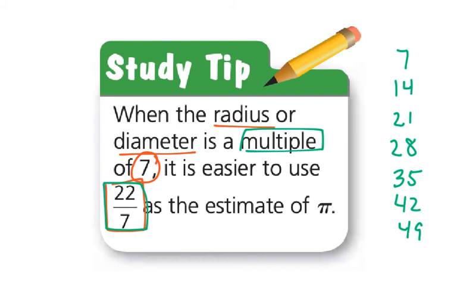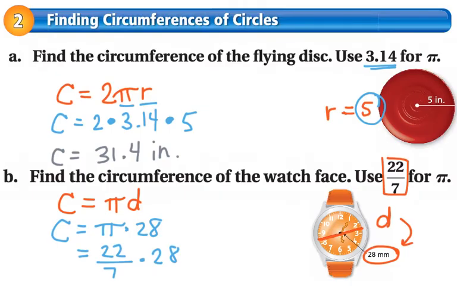Let's go back to that. So here we saw that we did have a diameter of 28, which is a multiple of 7, and that's why they used the fraction. Now, I am going to encourage you guys to still use calculators, although most of your cell phone calculators aren't going to offer you the ability to do fraction multiplication.